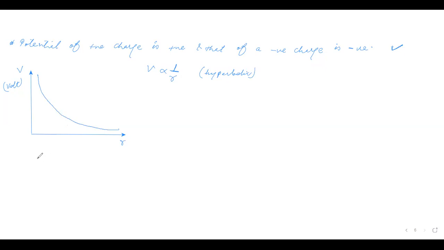This is your graph for positive charge. If your charge is positive, then your potential is positive. So you can write here: for positive potential.